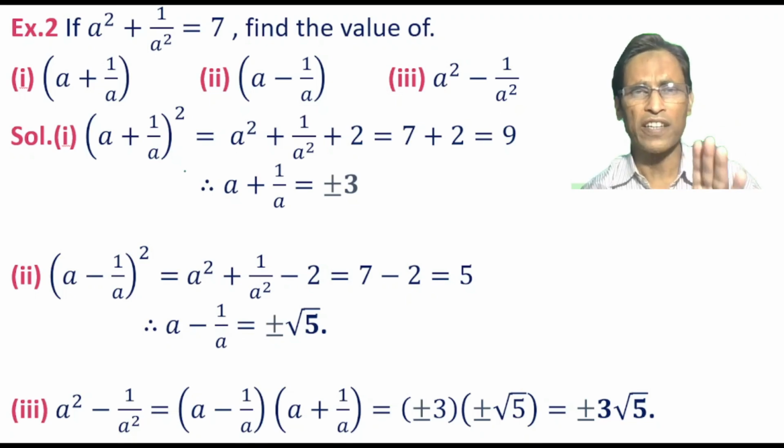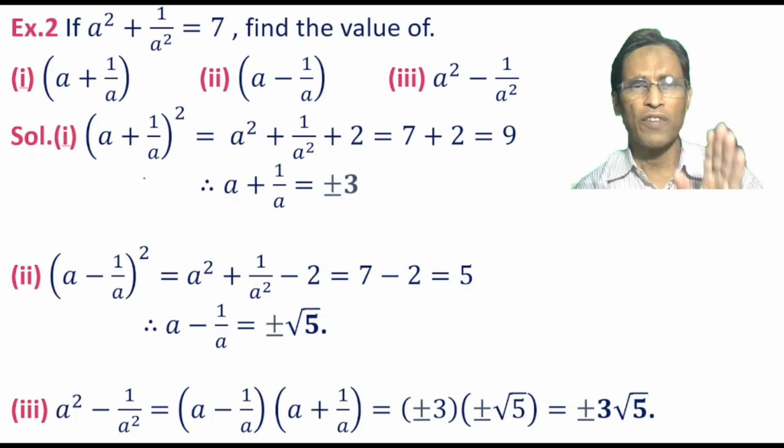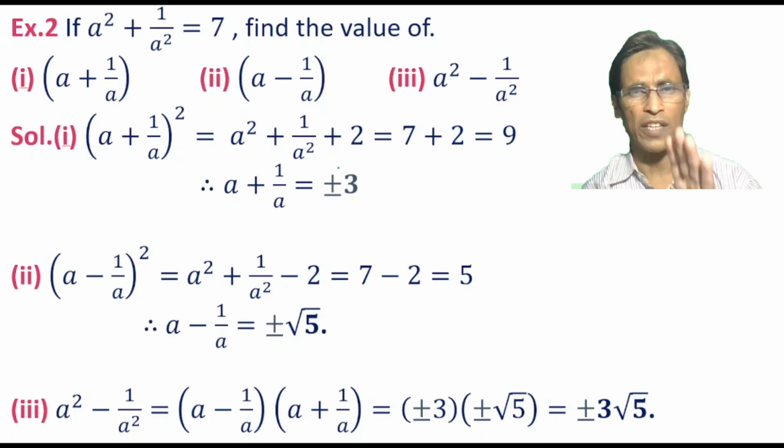सो नाउ वी प्रोसीड टू फाइंड ईच वन बाई वन। फर्स्ट ऑफ ऑल वी प्रोसीड टू फाइंड द वैल्यू ऑफ पार्ट 1, and for this we take a plus 1 by a to the whole square, which comes a square plus 1 by a square plus 2.